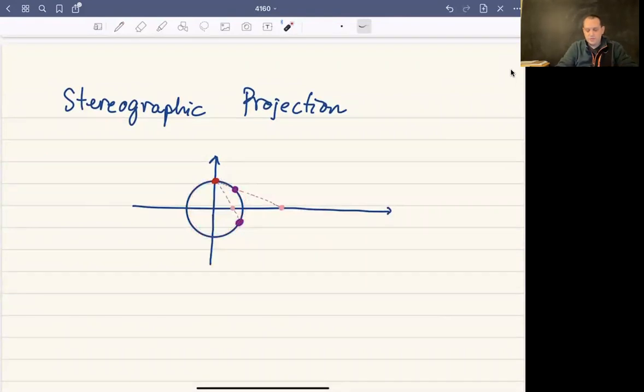Okay, so that North Pole is special. It doesn't matter how hard you try, you can never quite get all of the points on the circle to go into one-to-one correspondence in this map.